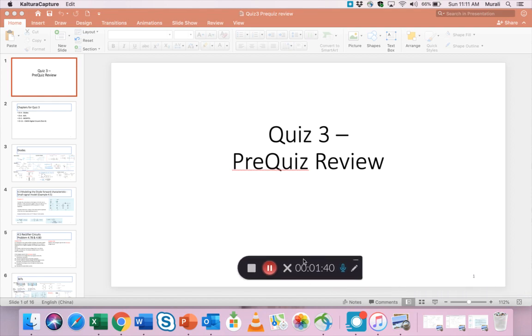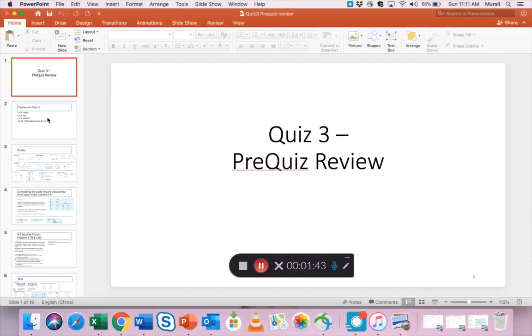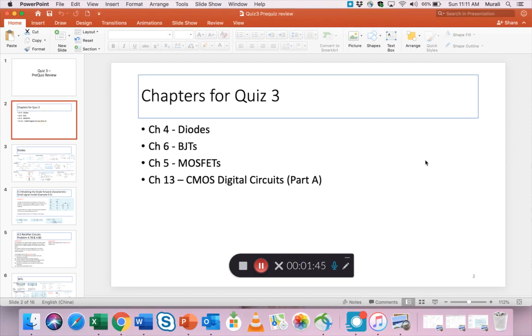I'm on slide 1. I'll move to slide 2. On slide 2 on my PPT, I have listed the 4 chapters that will be covered in the quiz. So the quiz will be about these 4 chapters, and these were the chapters that we completed after our last quiz. That means the last quiz was in week 8, right? After that we covered these 4 chapters: diodes, BJT, MOSFETs, and CMOS digital circuits.